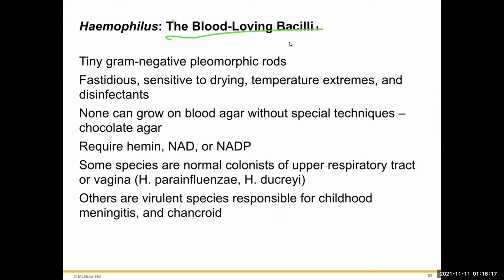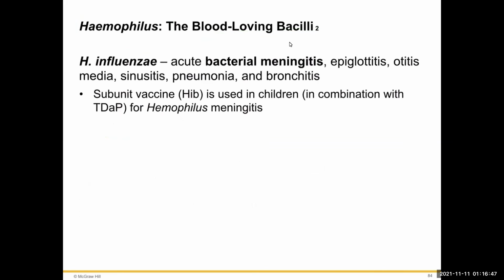Blood-loving bacilli. Haemophilus, tiny gram-negative pleomorphic rods. They're fastidious, sensitive to drying, temperature extremes, and disinfectants. None can grow on blood agar without special techniques, called chocolate agar. It requires hemin, NAD, and NADP. Some species are normal colonists of the upper respiratory tract or the vagina. Okay. Others are virulent species responsible for childhood meningitis and chancroid disease.